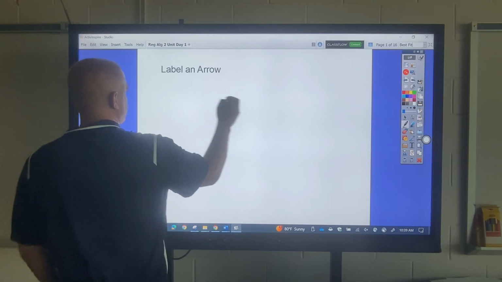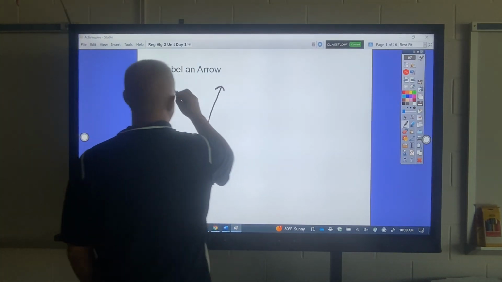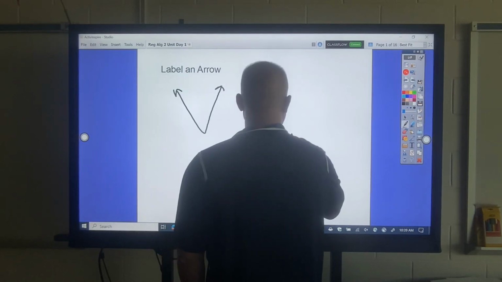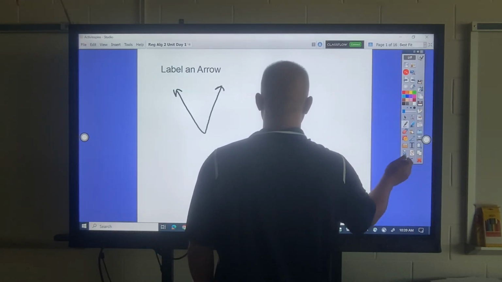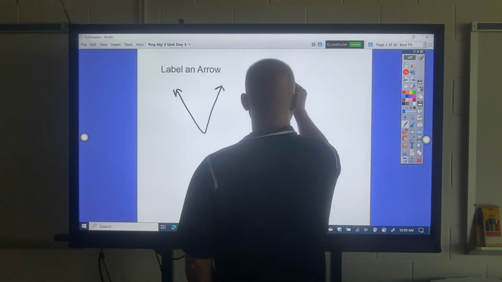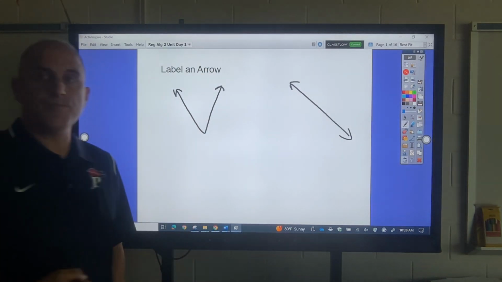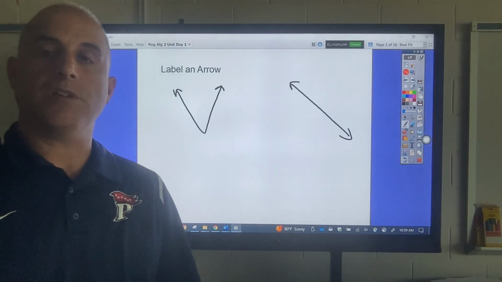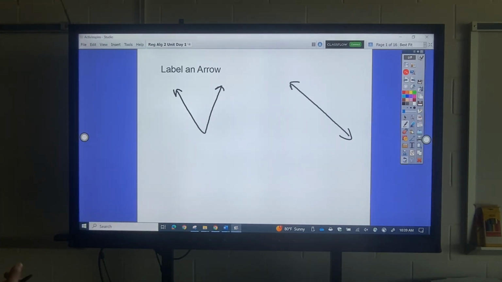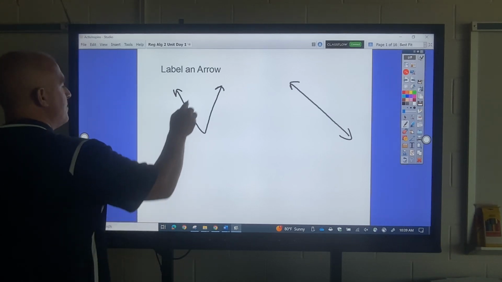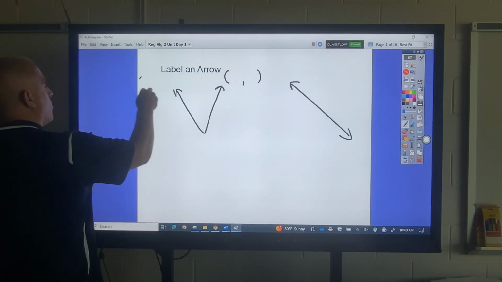All right? When you look at something like this, or something like this, okay? One of the things we're going to need to do in order to do domain and range, increasing, decreasing, and end behaviors is to be able to label an arrow, okay? So when you label an arrow, you're going to label it like a coordinate.